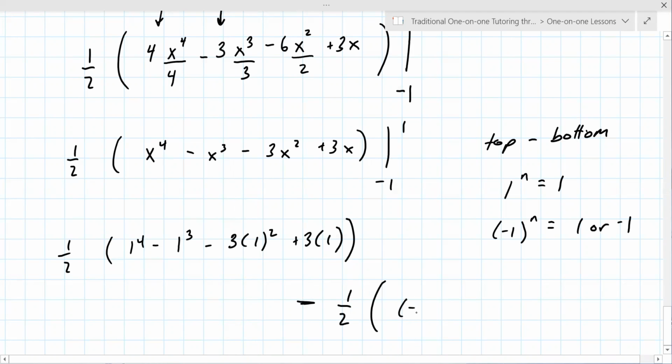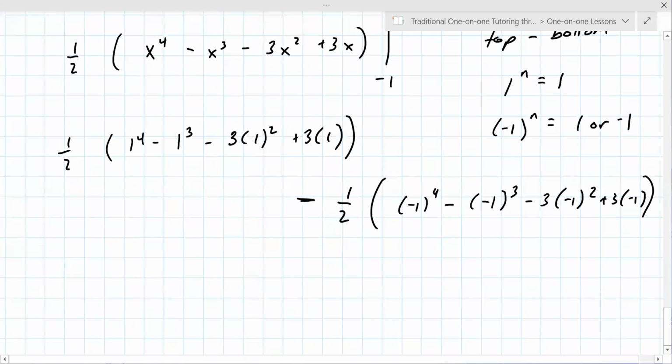Okay, this is -1 to the 4th minus a -1 cubed minus 3 times -1 squared plus 3 times -1. So it's very easy to make a sign error here. The first one's not too bad. It's 1 -1 minus 3 plus 3, which all goes to 0. So you get 0.